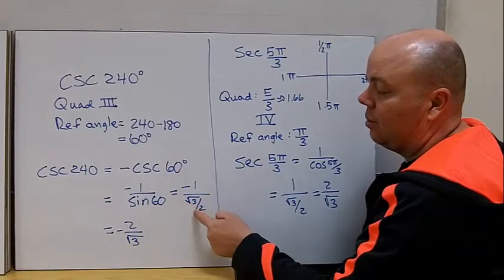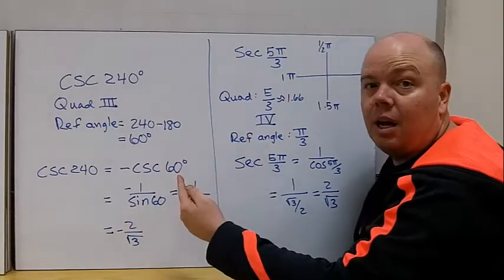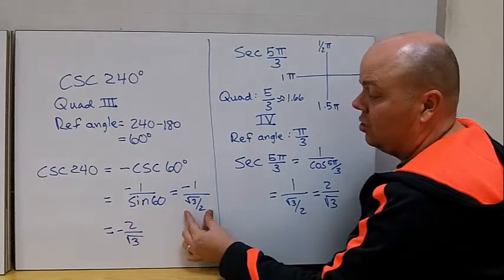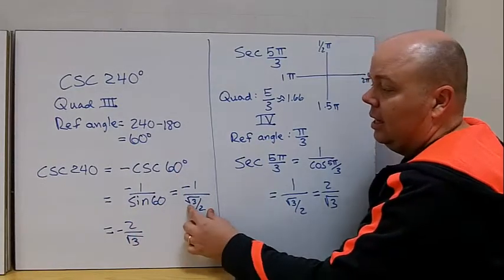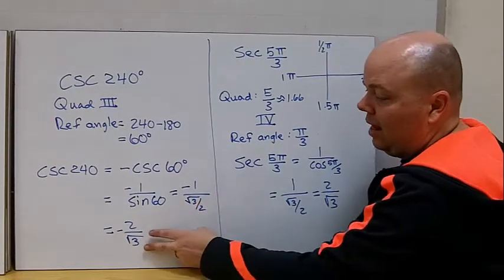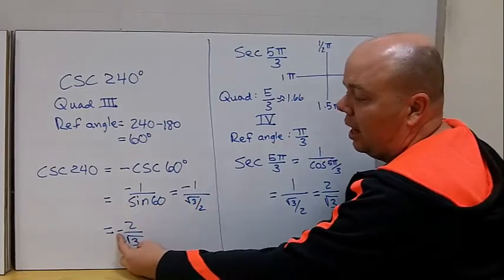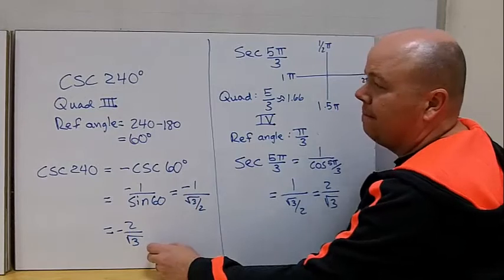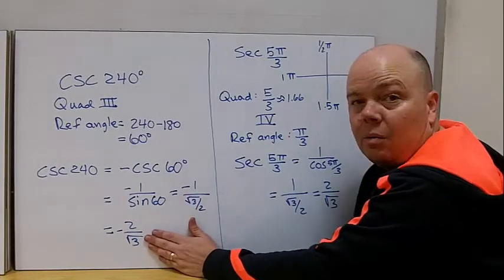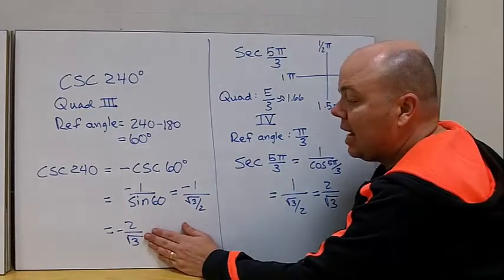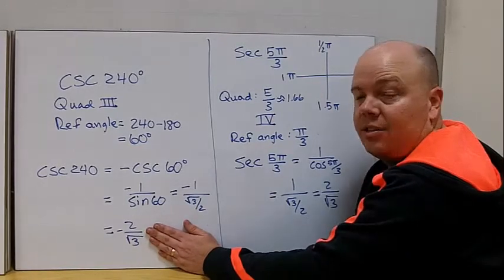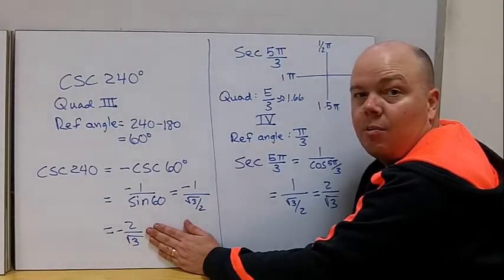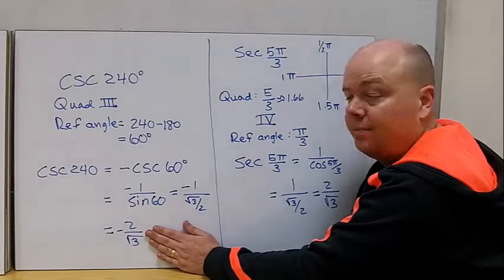Sine of 60 is square root of 3 over 2. And this again comes from the table. Find the reciprocal of that, and your answer is negative 2 over radical 3. 2 over the square root of 3. When I ask for an exact answer, this is an exact answer. A decimal answer is not appropriate.